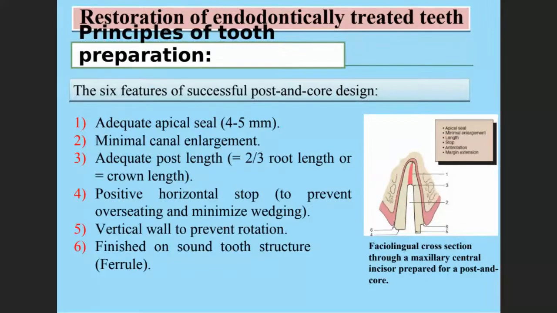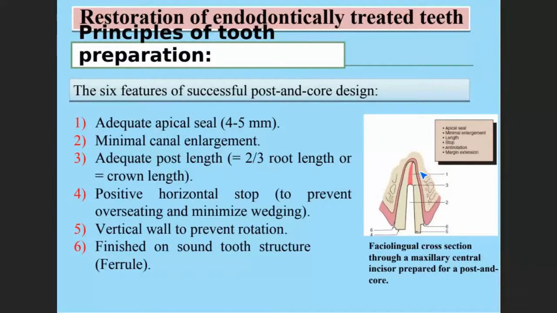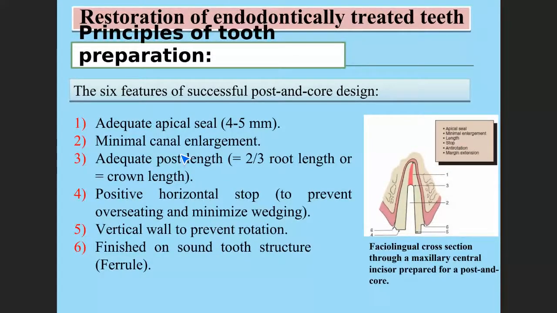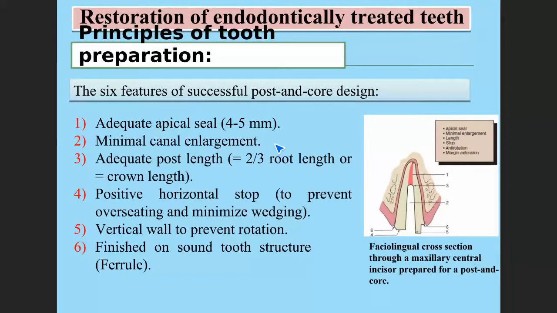The principles of tooth preparation. The 6 important features of successful post and core design are adequate apical seal, so you have to maintain 4 to 5 mm apical seal, and minimal canal enlargement. You have to be conservative.